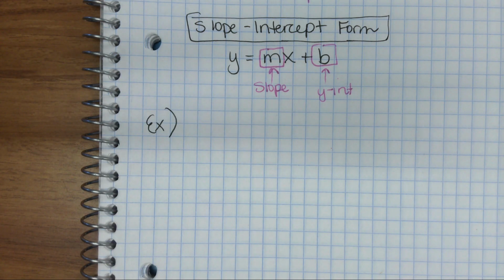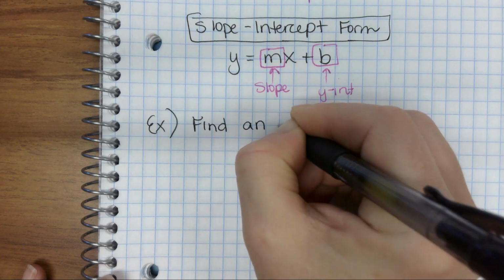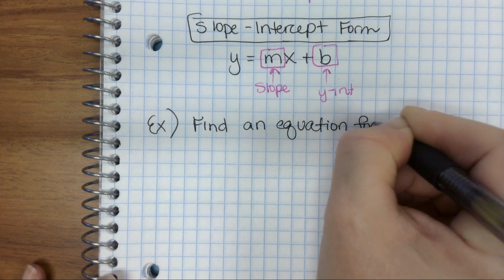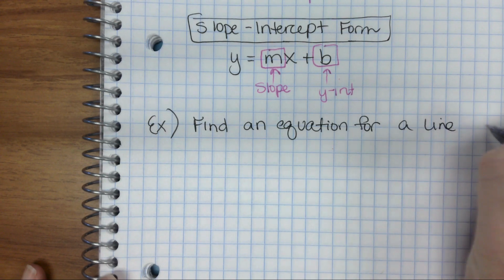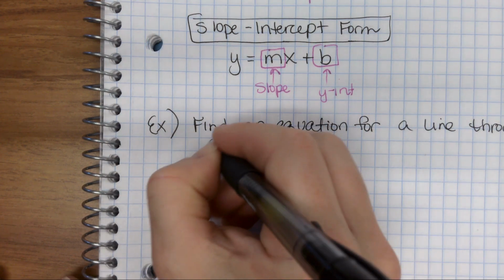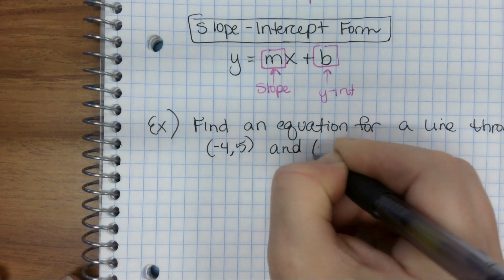Let's find, I want to do an equation. I want to do one that's harder. We're going to find an equation for a line through the points -4, 5, and 4, 3.